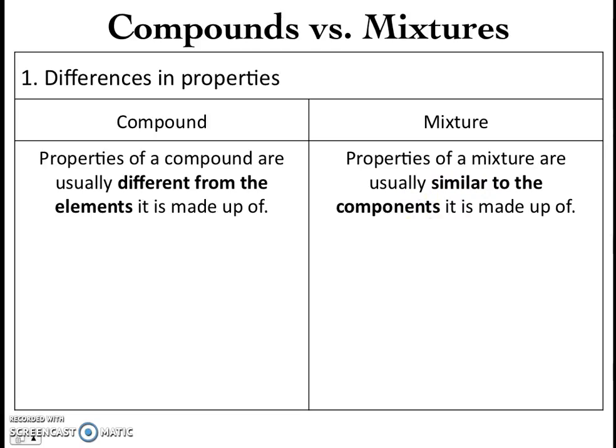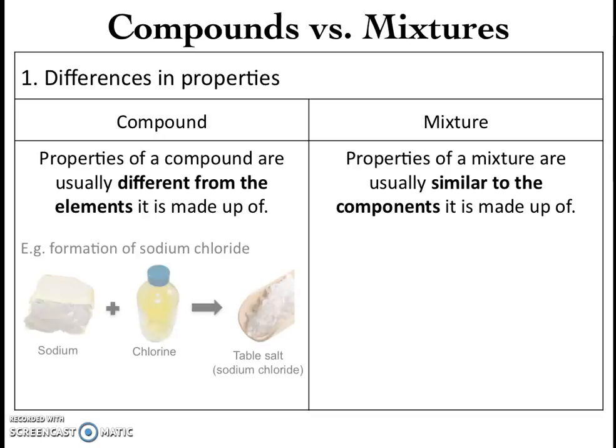Now let's use some examples to make that clearer. So for compounds, let's think about table salt, or sodium chloride. The properties of this compound, table salt, is that it's kind of crystal-like and white in color. It can be eaten. That's very different from the properties of the elements that it is made up of.